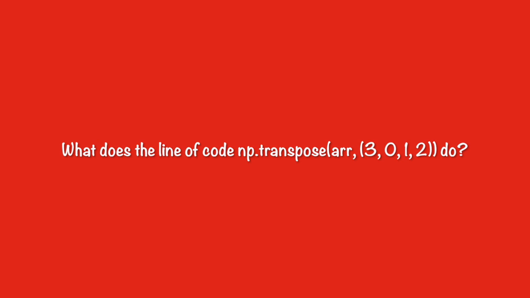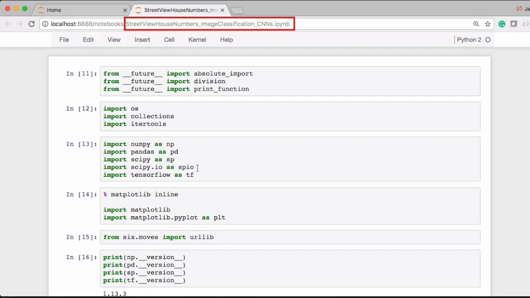What does this do? We spent a long time discussing the theory of convolutional neural networks. It's now finally time to put it to practice. Here we'll do some image classification using CNNs. We'll try to identify the digits in street view house numbers.